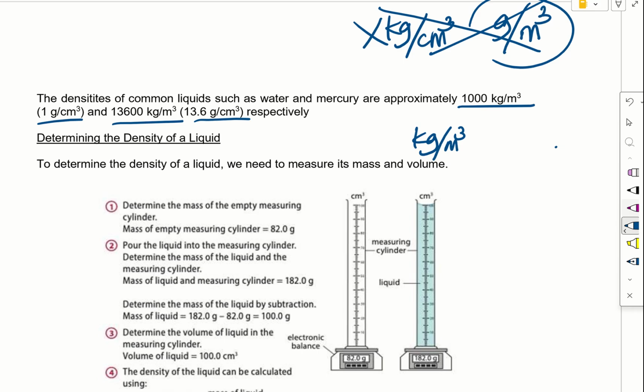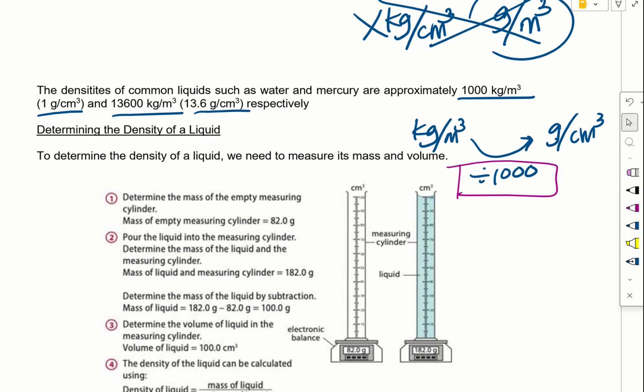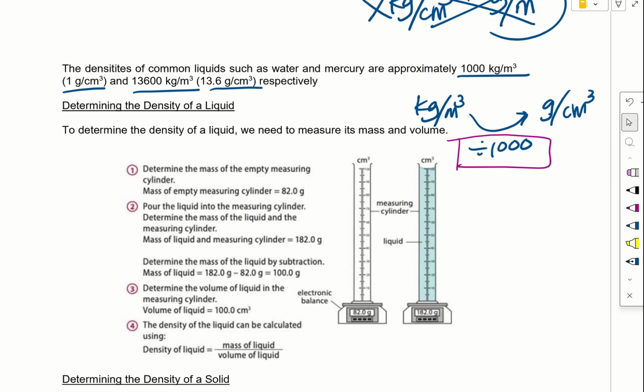If I'm converting from kg per meter cube to grams per cm cube, I will need to divide by 1000. That means if I want to go from grams per cm cube to kg per meter cube, I will have to multiply by 1000. So I suggest you just memorize one way. Of course we have the math to prove it. The kg to grams you multiply by 1000.